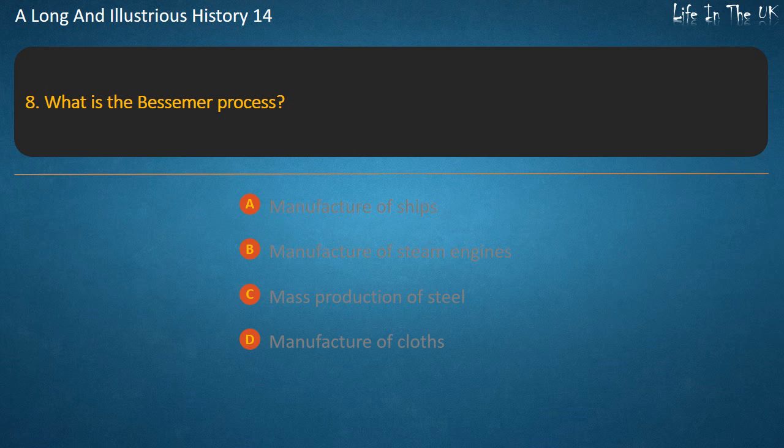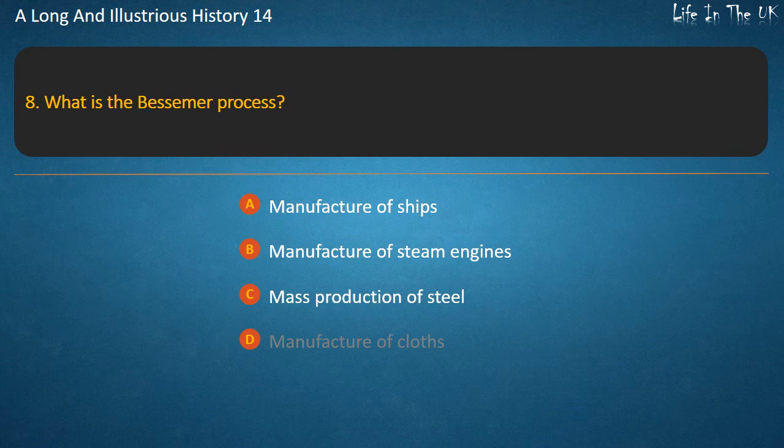Question 8. What is the Bessemer process? Manufacture of ships. Manufacture of steam engines. Mass production of steel. Manufacture of cloths. Answer. Mass production of steel.